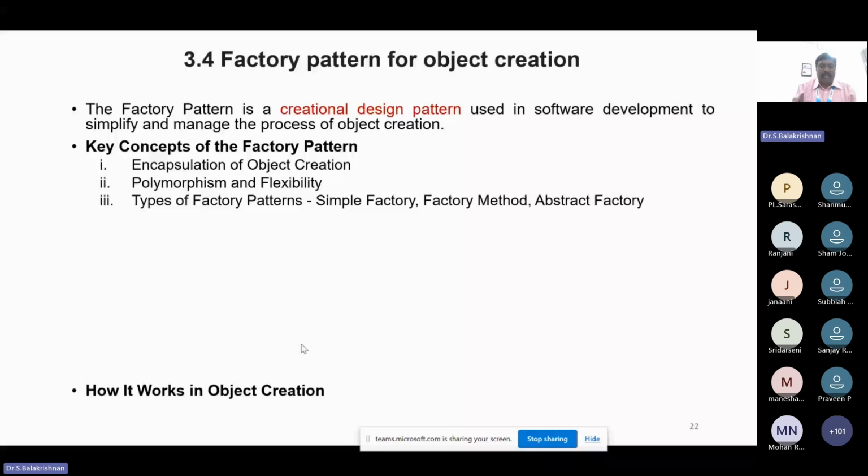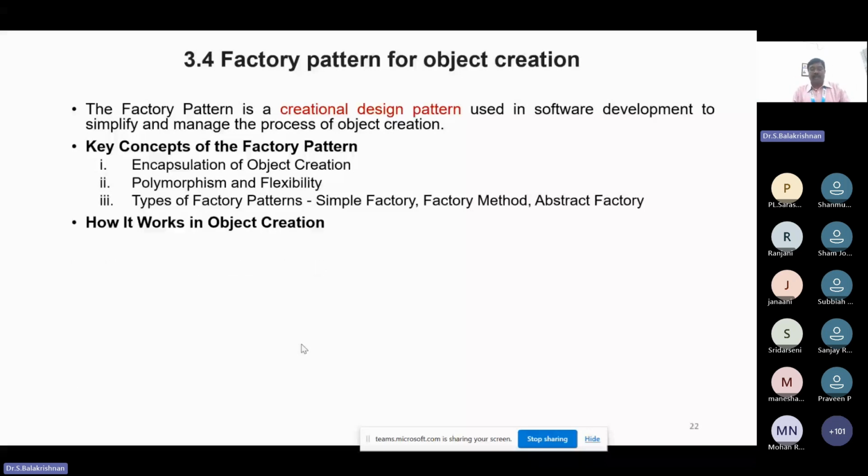And how does it work in object creation? The working principle of the factory pattern is, first, define a common interface for the superclasses. In that case, first it should define a common interface or abstract class that the created objects will implement. Second, create the concrete classes. We have to create the concrete classes that implement the common interface or inherit from the superclass. So these are the actual types of the object that the factory will instantiate.